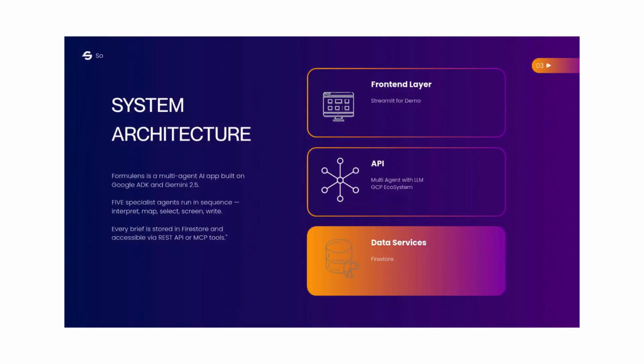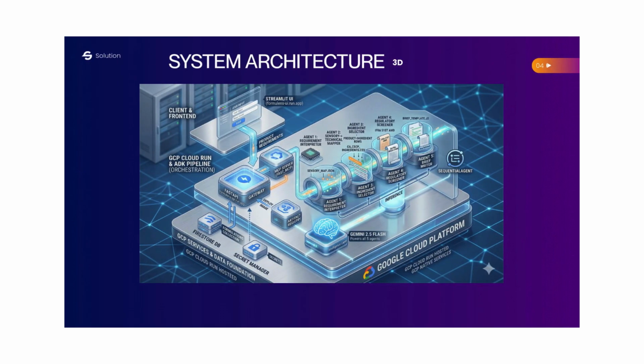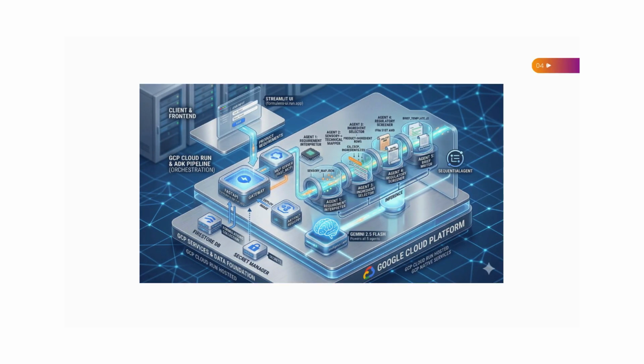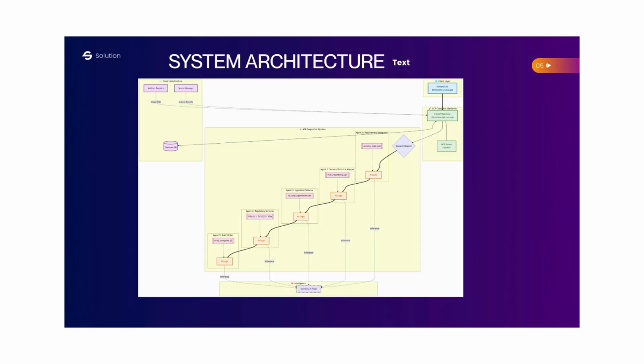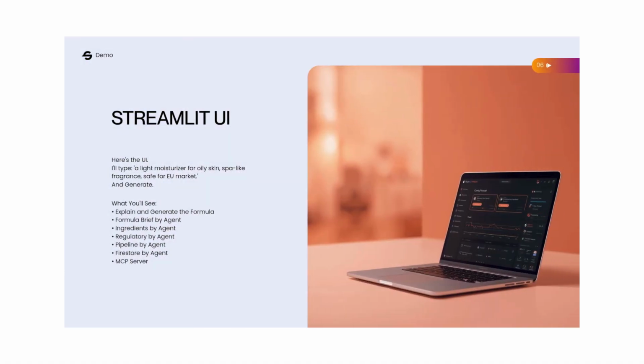Okay, let's look at the architecture. It's a multi-agent AI application built on Google ADK and Gemini 2.5. It runs a 5-agent sequential pipeline. Each agent specializes in one task: interpreting the requirement, mapping it to technical parameters, selecting ingredients, screening regulations, and writing the final brief. Every brief is stored in Firestore and accessible via REST API or MCP tools.